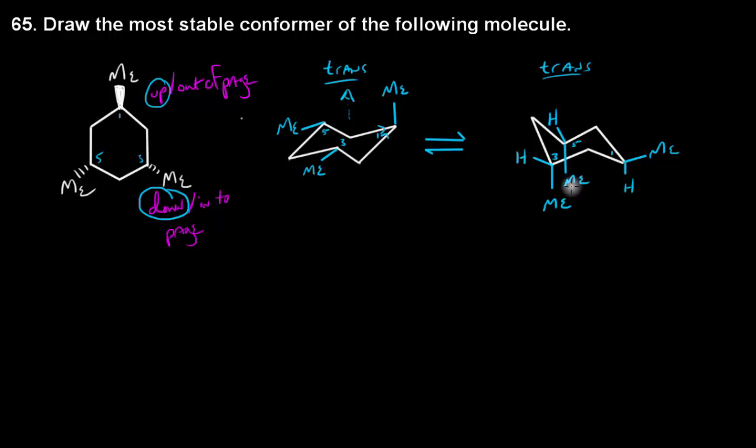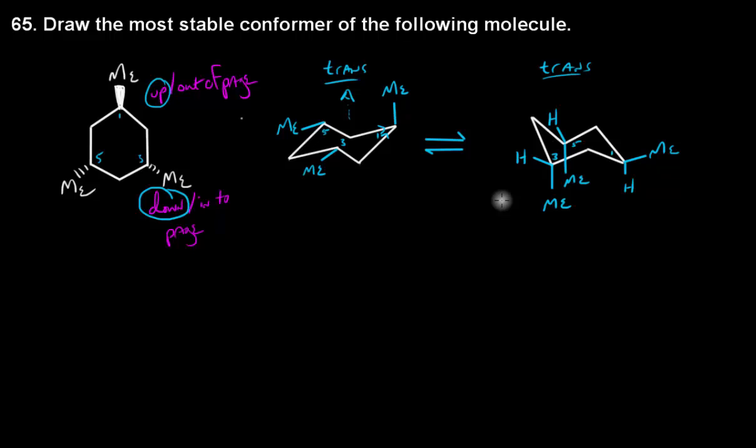The question is, draw the most stable conformer of the following molecule. So again, this is just going back to the stability of equatorial versus axial. Unfortunately, in this case, we're never going to be able to have the molecule with all of the methyl groups in an equatorial position. So we can't have our cake and eat it too. We'll have to figure out the most stable conformer that we can get.